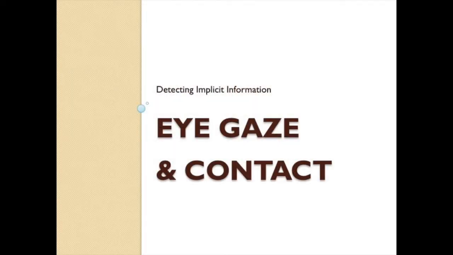In ASL, eyes are king. There is much implicit information which can be deciphered by paying attention to eye gaze and eye contact.